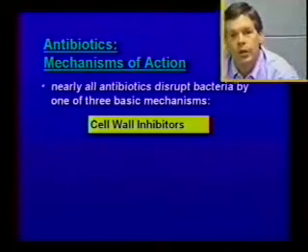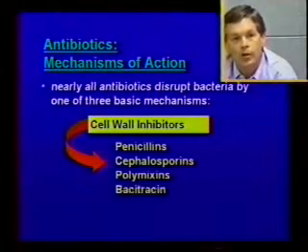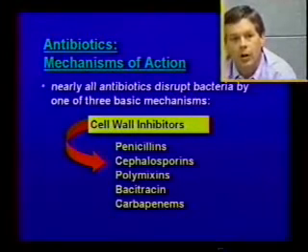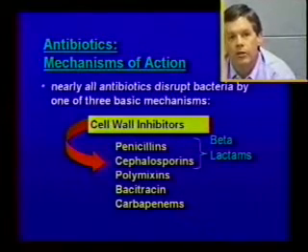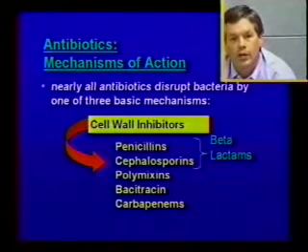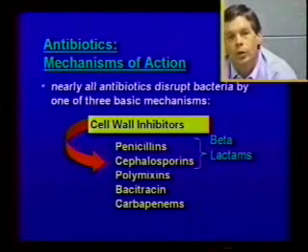If we look at agents that are well recognized as cell wall synthesis inhibitors, the two at the top of this list are certainly ones that you're all very well familiar with, the penicillins and the cephalosporins. These agents are sometimes referred to as beta-lactam antibiotics, and we'll discuss in a minute why that is the case.